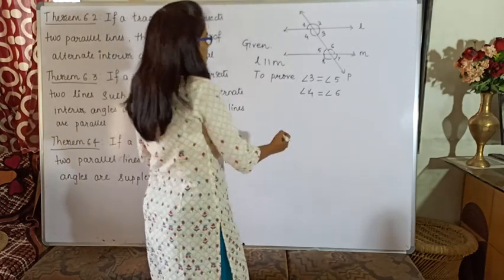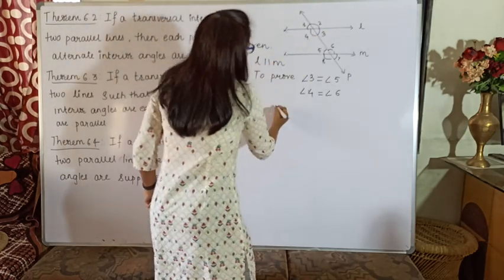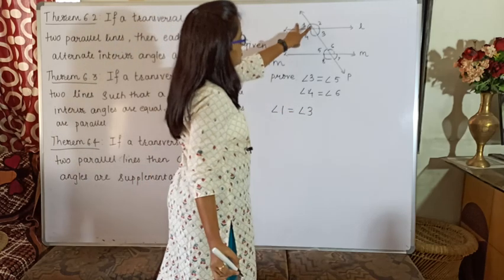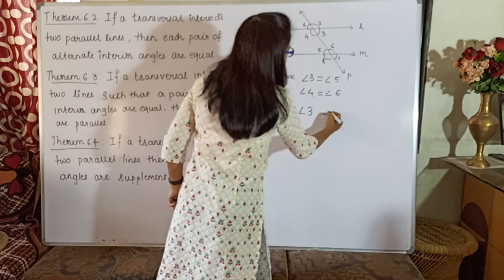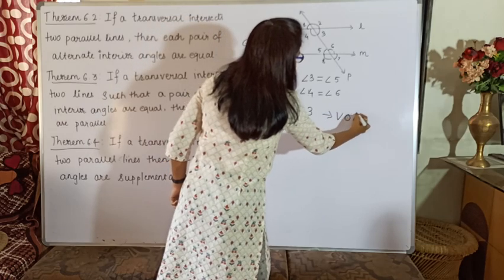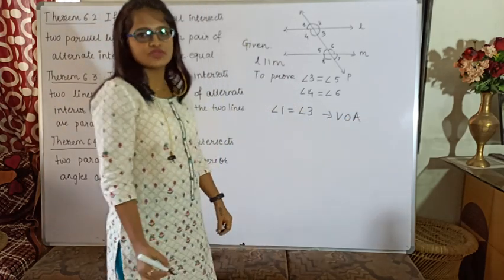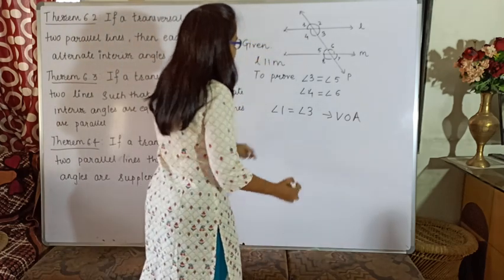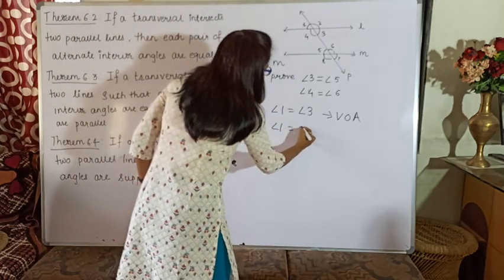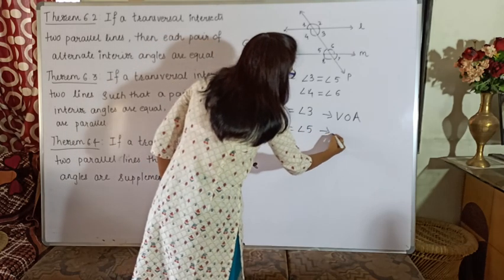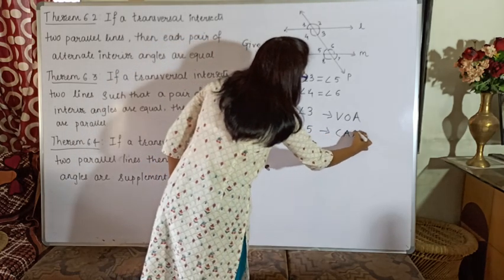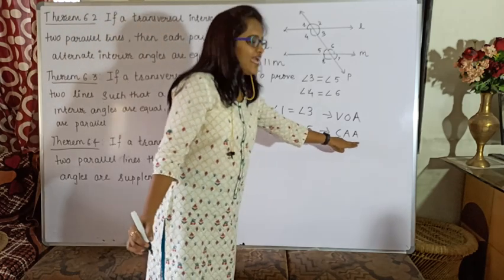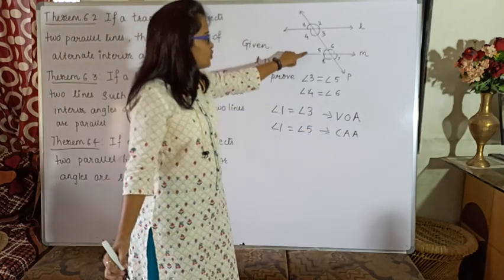Is angle 1 equal to angle 3? Yes. Why? Because both are vertically opposite angles. So according to theorem 6.1, they are equal. Is angle 1 equal to angle 5? Again yes. Why? Because both are corresponding angles. Hence, by corresponding angle axiom, angle 1 is equal to angle 5.